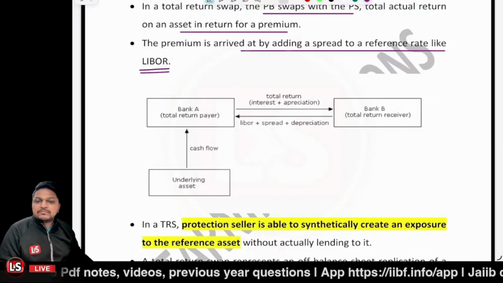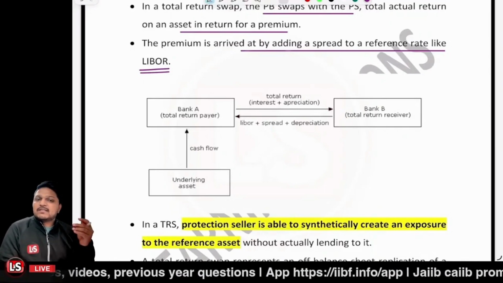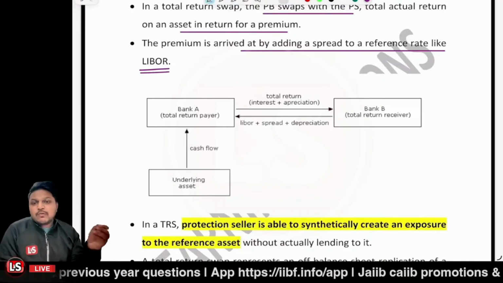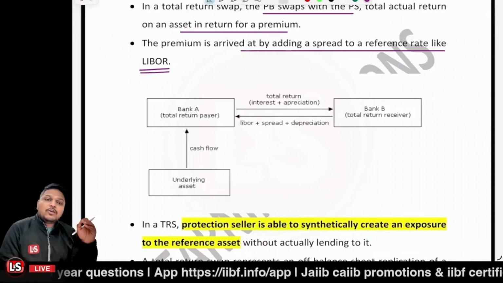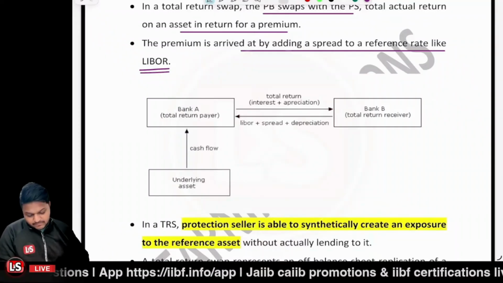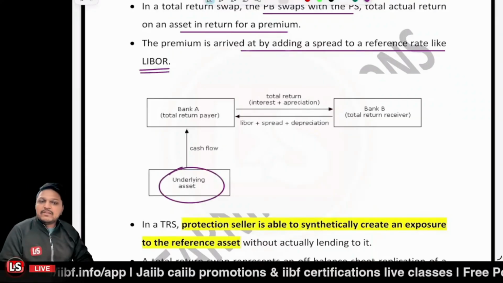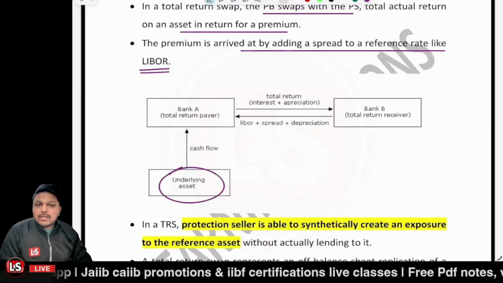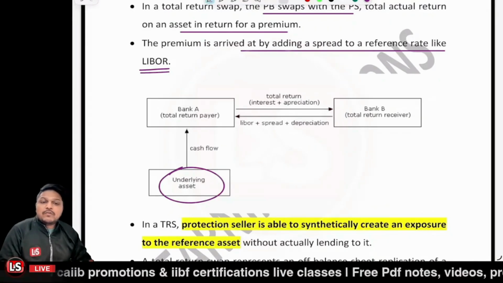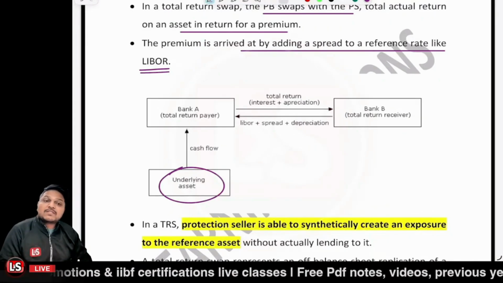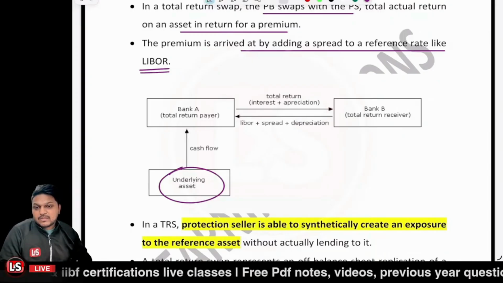So what does it mean? TRS is also a derivative contract. One party transfers the total economic return of the reference asset. Just consider we are having the underlying asset, and the total economic return that you are going to get over this particular asset is going to be transferred to the other entity, right?